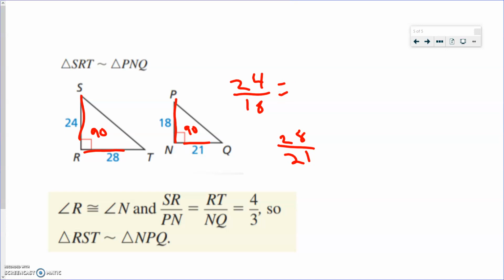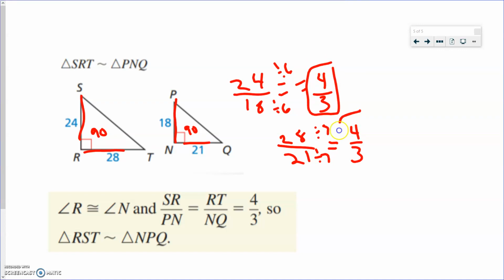We want to reduce these. We divide the top and bottom by 6, and we get 4 over 3. We want to reduce this one. We divide top and bottom by 7, and we get 4 over 3. Because these two are the same, and we have the 90 degrees, we can say triangle RST is similar to triangle NPQ by side, angle, side.